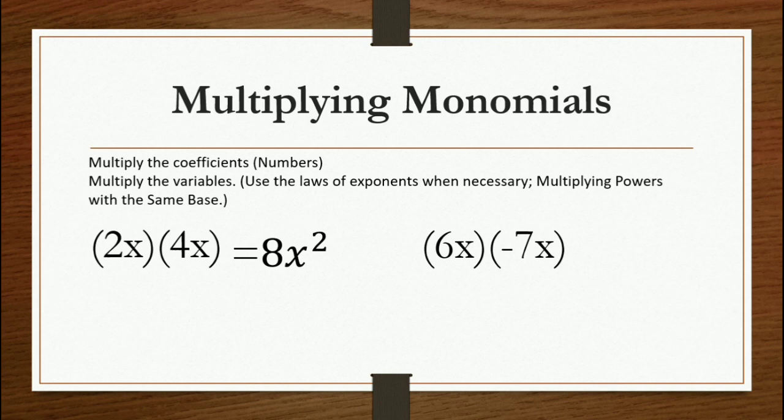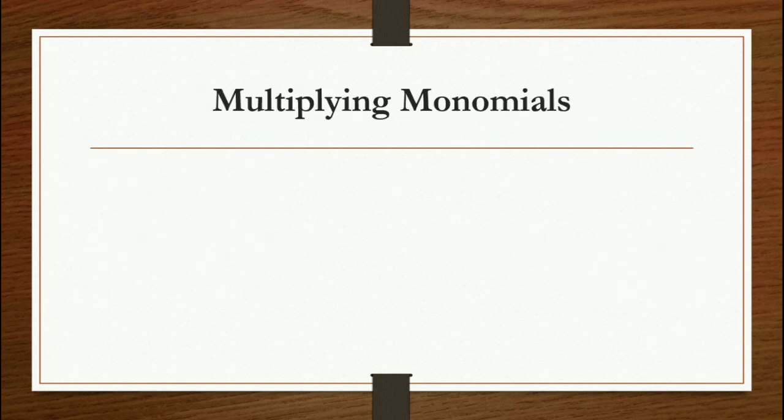Multiply the coefficient 6 and negative 7, which is equal to negative 42. Multiply the variables by adding the exponents. Therefore, we will get negative 42x squared as the final answer. How about 3y squared times 6y cubed?